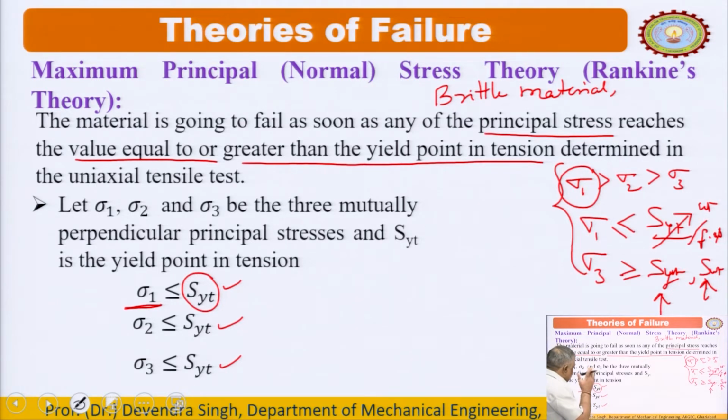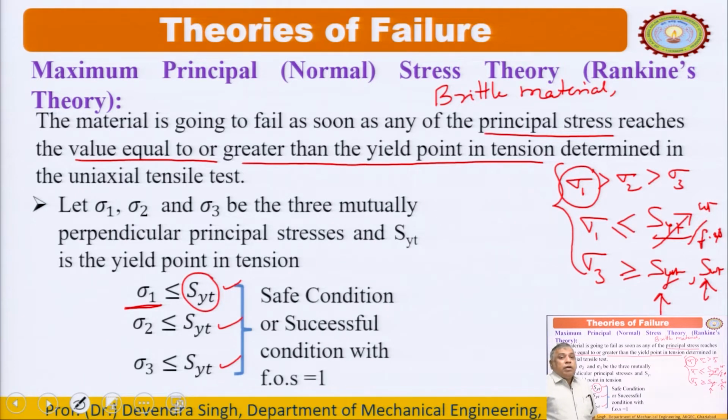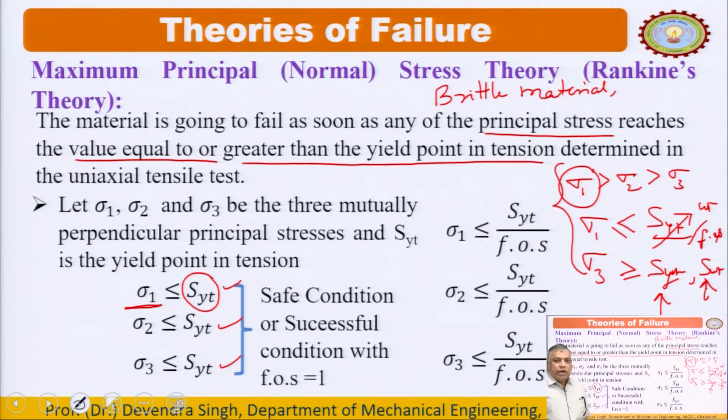And if you want to incorporate some factor of safety in your design, then these SYT failure stresses you have to divide by the factor of safety, and the design equations will become: sigma 1 is less than or equal to SYT. So, these are the safe or successful conditions when the factor of safety is equal to 1, and if there is some factor of safety you want to use, then these are the design equations.